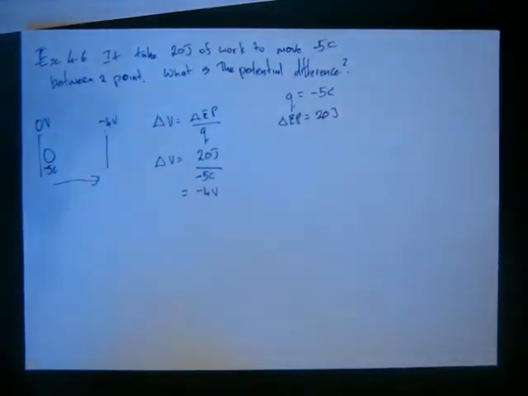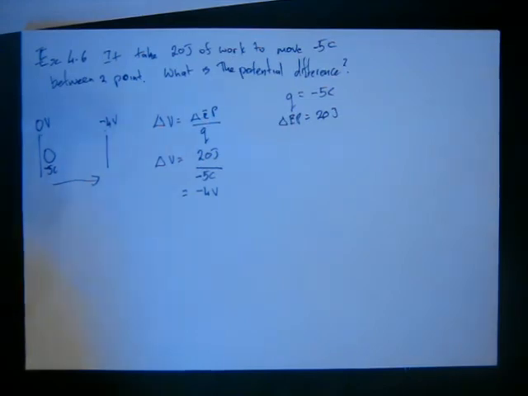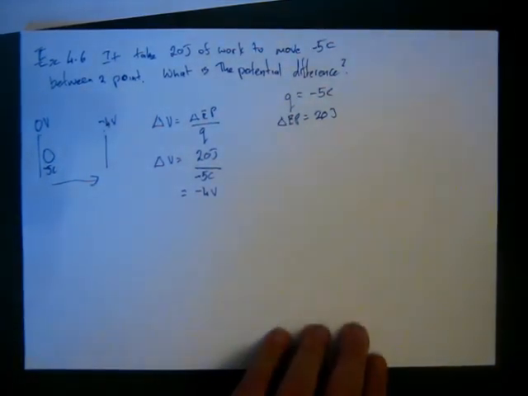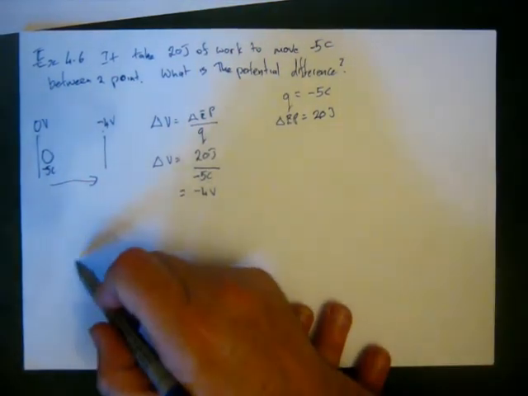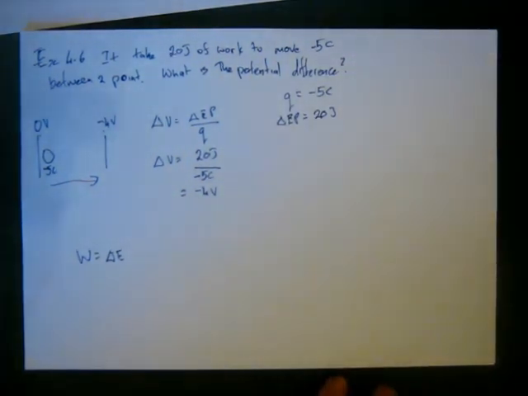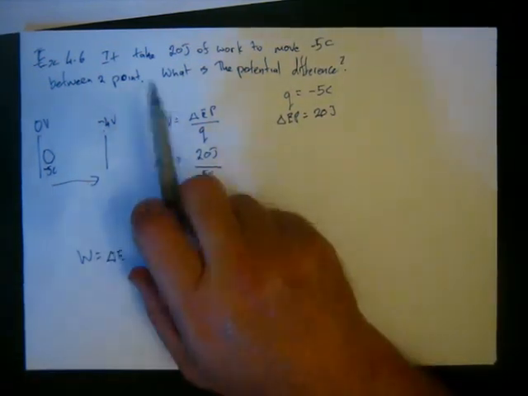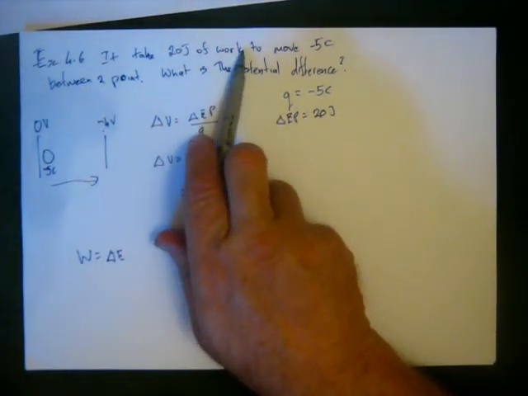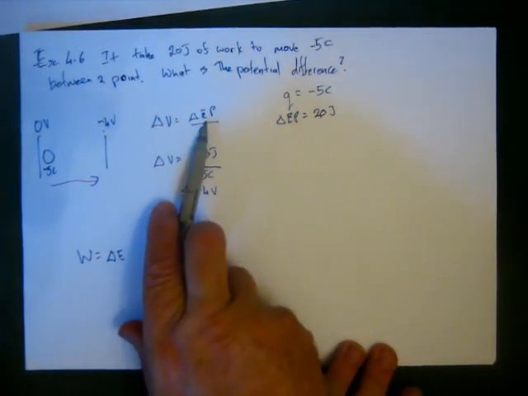Hopefully that is useful. And just remember, when we're talking about work, work is equal to change in energy. That's the very definition. So if we say 20 joules of work is done, that means there's a change of 20 joules of electric potential.